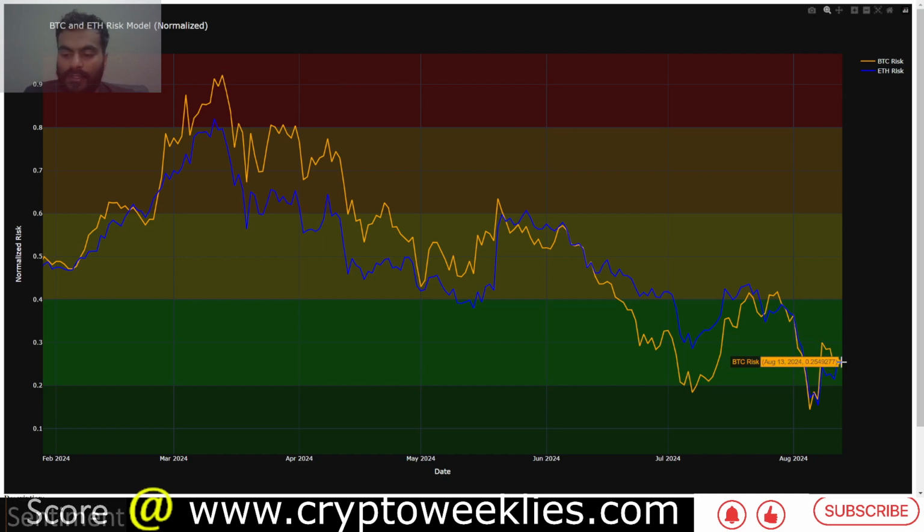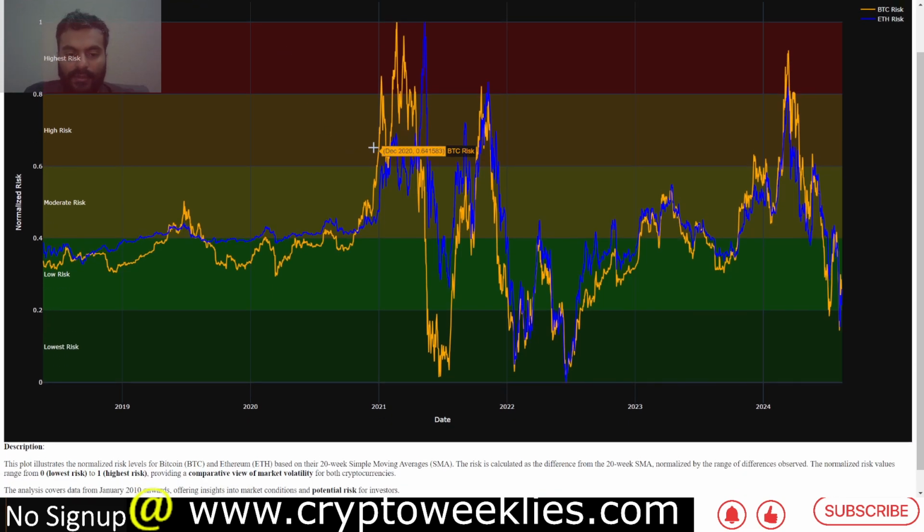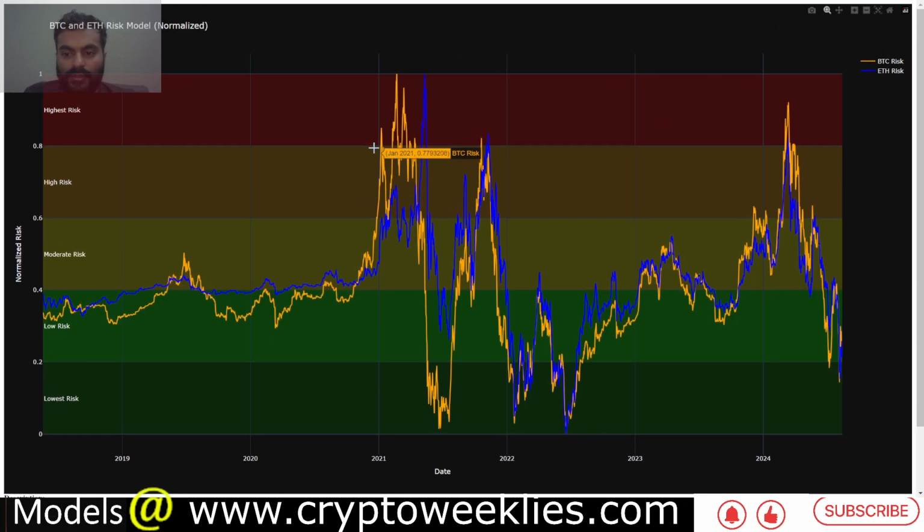Now on August 13th, the risk levels for Bitcoin is 0.25, for ETH is 0.24. Again, in the larger picture, the risks are somewhere over here between low risk, between 0.2 and 0.4. And why are we analyzing Bitcoin and ETH? Because they constitute between 60 to 80% of the market share of the crypto market. The nature for altcoins is they are correlated with Bitcoin and ETH, and the runs in Bitcoin and ETH pave the way for the movements in the altcoin market such as XRP.